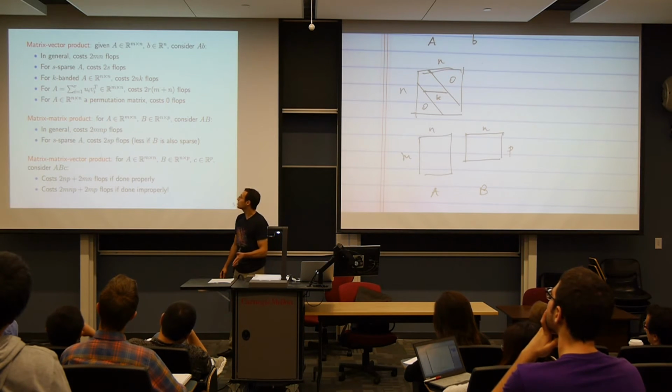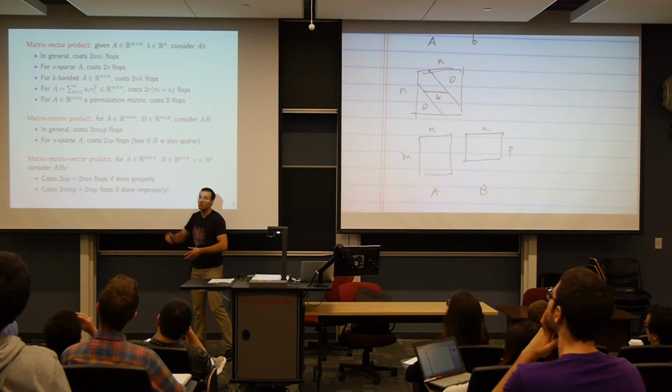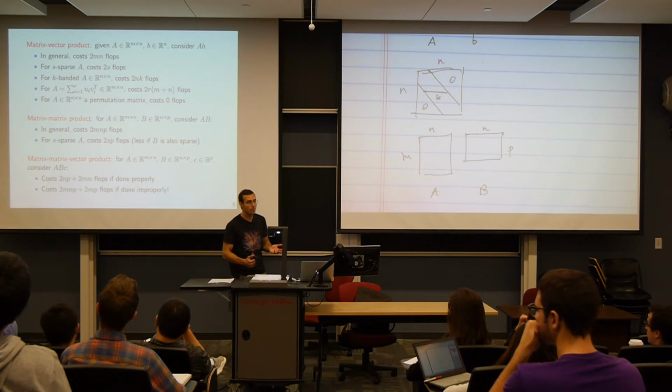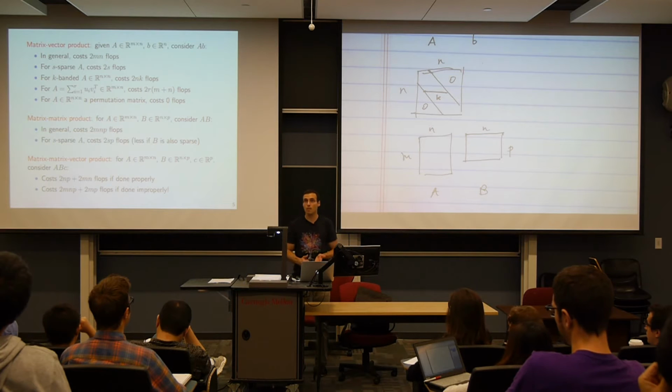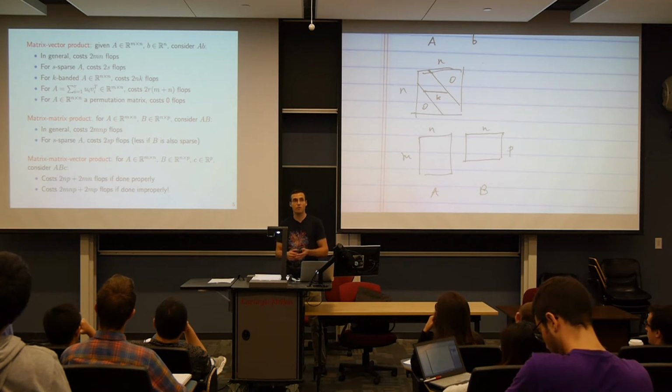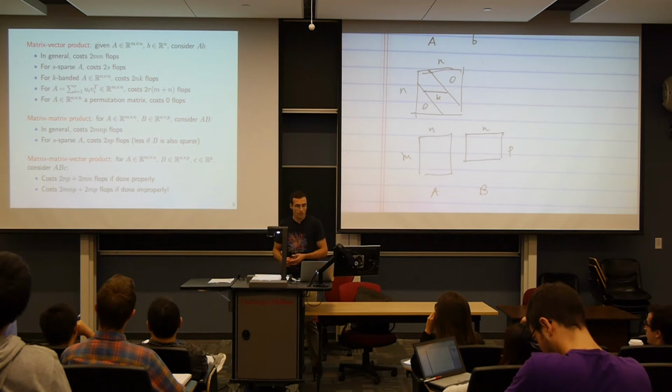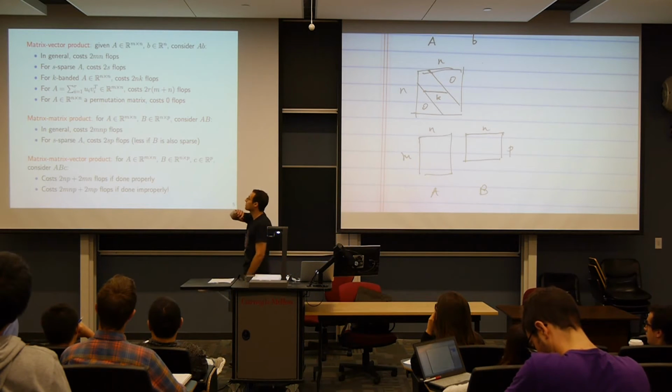If A was sparse, for the same reasons as above, it's going to just cost 2 times s times p flops. So again, a lot cheaper. Even cheaper than that if B is also sparse. So matrix multiplication, again, can be a lot cheaper if the matrices are sparse.